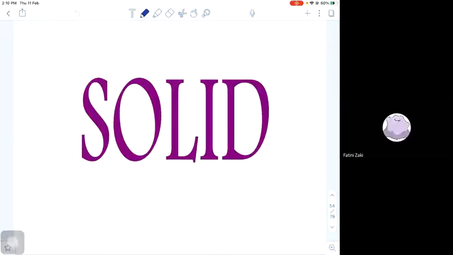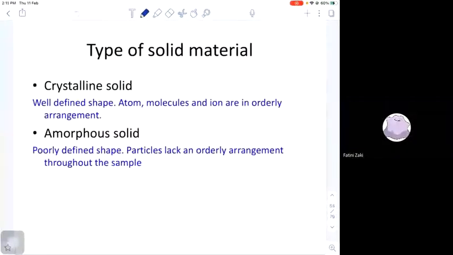Okay, the last part of chapter 7, which is solids. Now we want to see the properties of solid materials. This solid is actually divided into two types. There are two types of solid material. The first one is a crystalline solid.